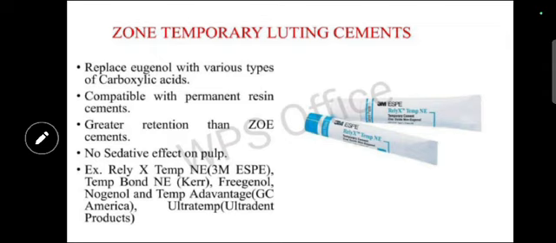Non-eugenol temporary luting cements replace eugenol with various types of carboxylic acids. Compatible with permanent resin cements, greater retention than ZOE cements. No sedative effect on pulp. Examples: Rely X Temp NE, Tempbond NE, Freegenol, Nogenol, and Temp Advantage.